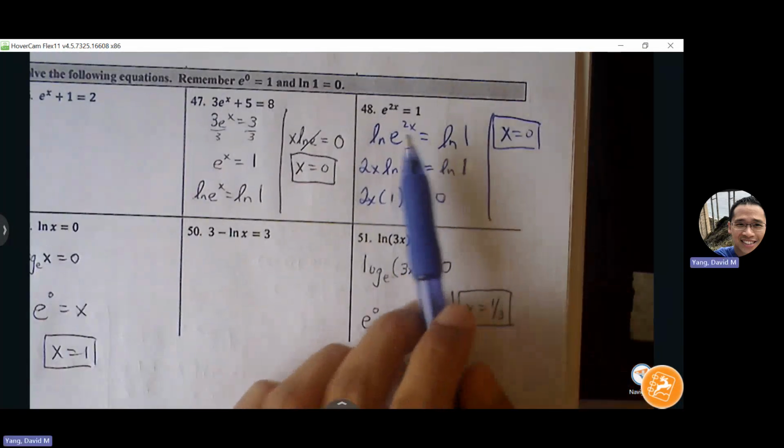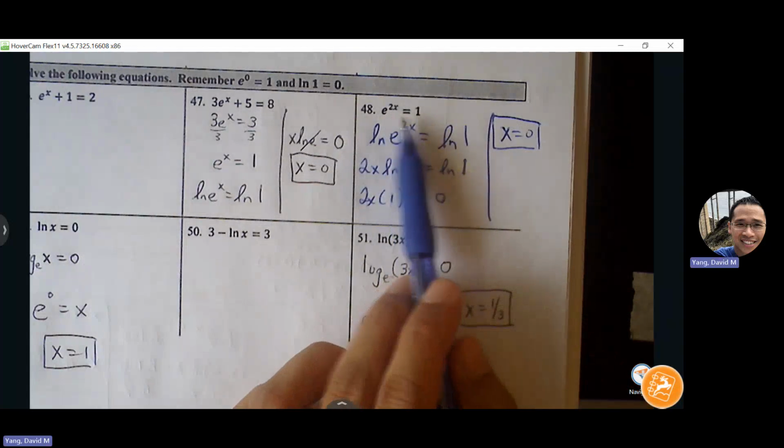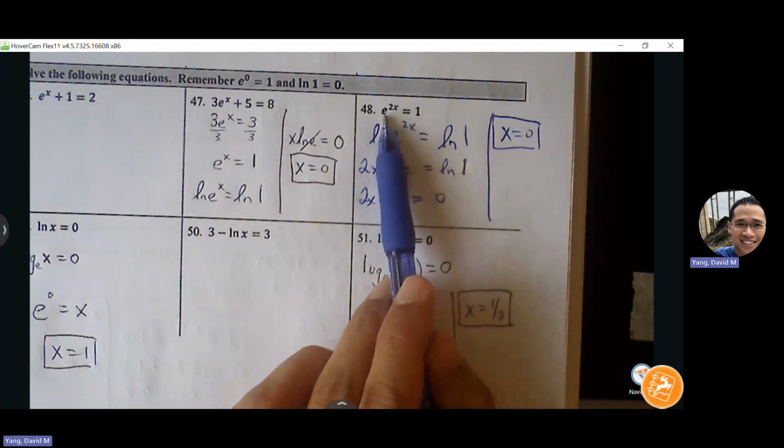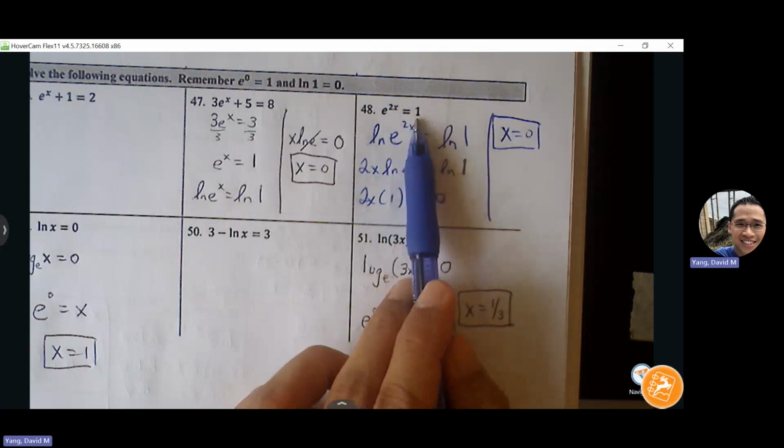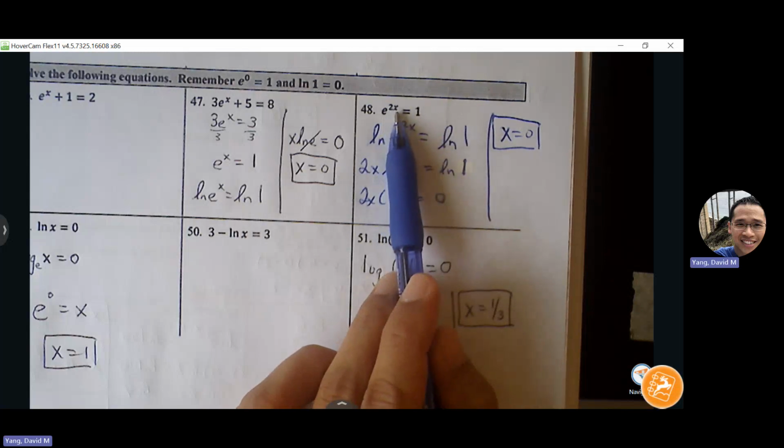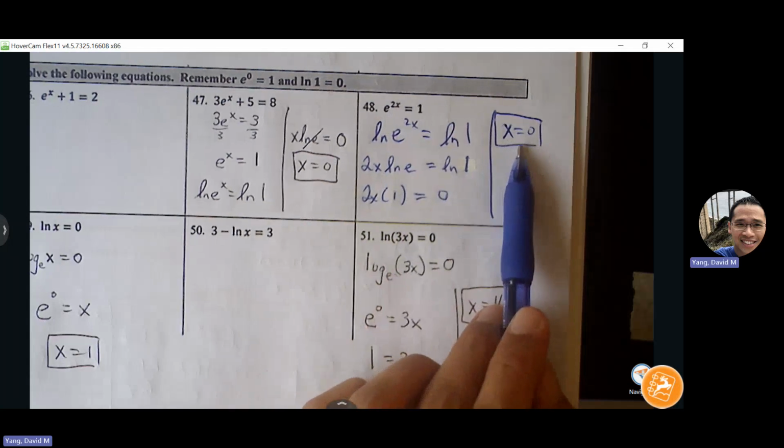And then another way to quickly get through this, it's not going to work every time, but if you look at this and say, okay, e raised to what power is equal to 1? Basically if I force that x to be 0, then anything raised to the 0 power is 1. So that's why x is equal to 0.